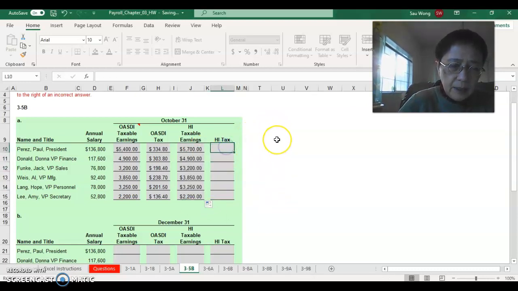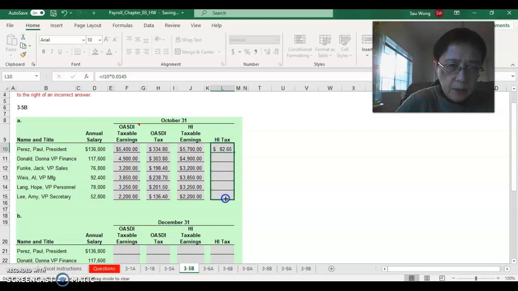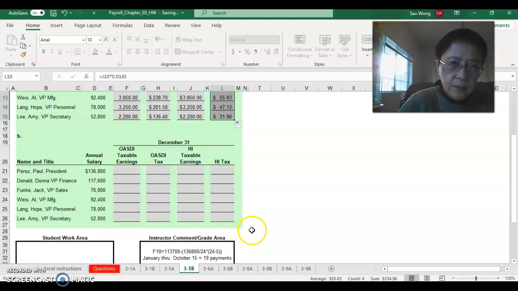HI tax, Medicare tax, equals J10 times 1.45%, 0.0145. And copy L10 through L15. So copy, drag down. Okay.